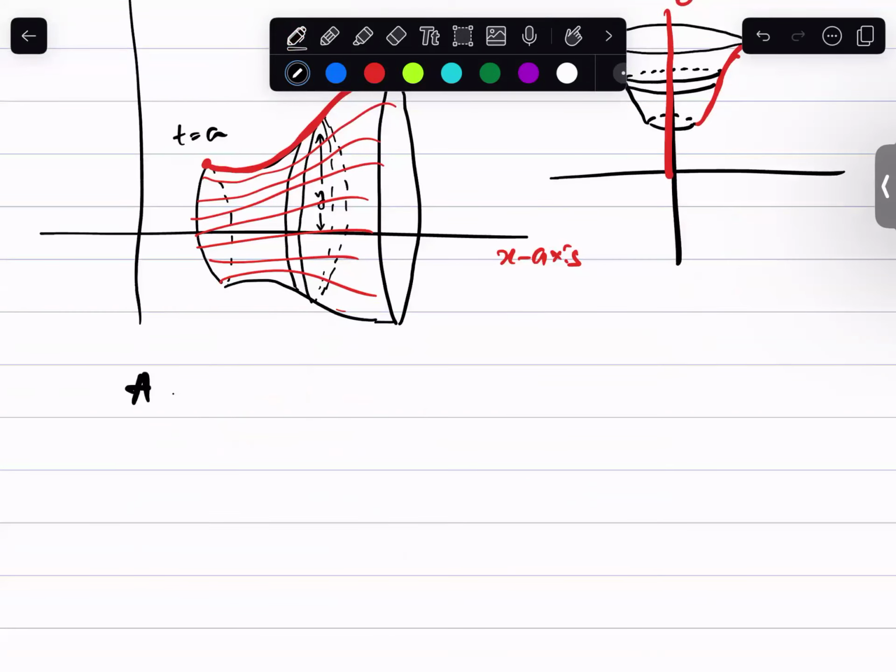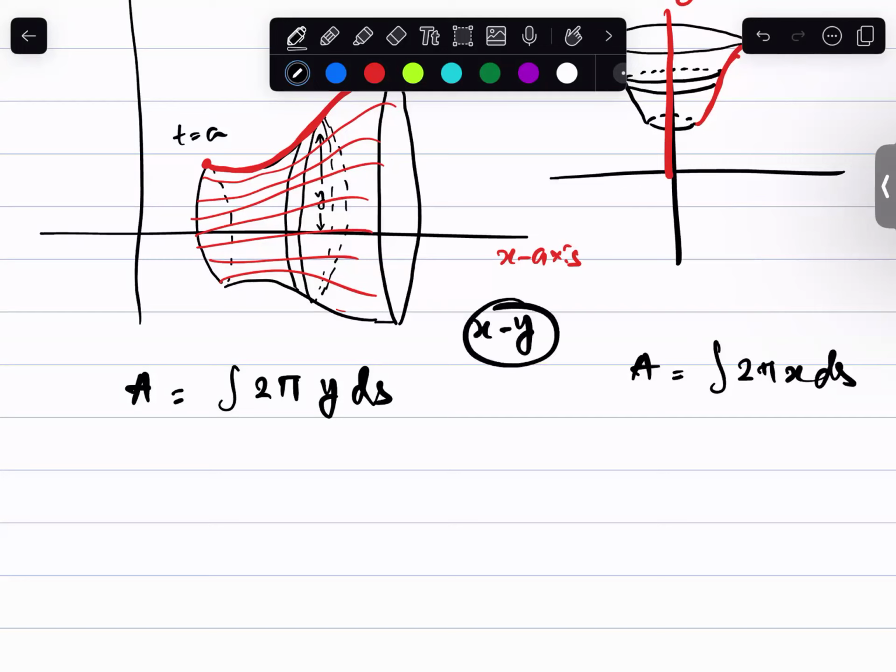Recall that the formula when we revolve around the x-axis was 2 pi y ds. And when we revolve around the y-axis, we have 2 pi x ds. These are the formulas when we have an equation involving x and y only.